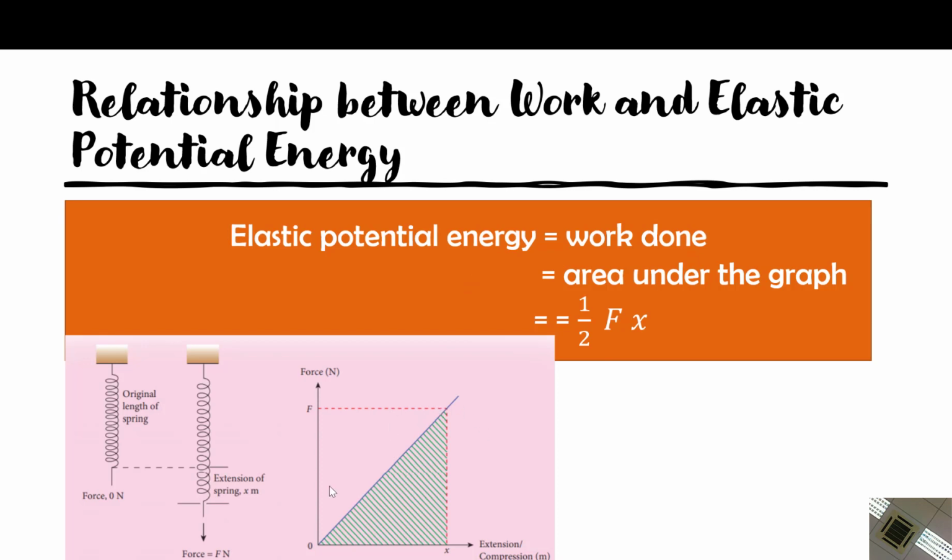So what is the formula of the area? The area is in the shape of a triangle, and you know the formula of a triangle, which is half times height times length. So the formula is half times height, which is 4f, and the length, which is x. Hence we get this formula.